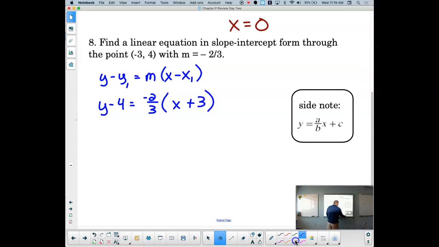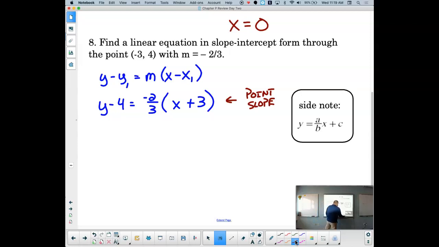So that, ladies and gentlemen, that is our point-slope form, if we needed it, okay? Because we need to be familiar with all three of the forms. So that's the point-slope form, okay?